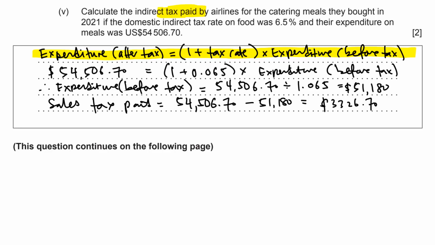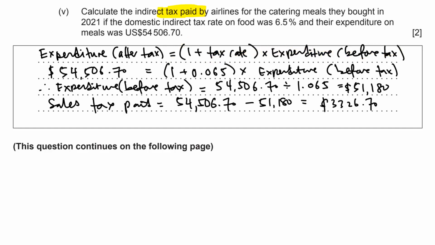Hence the formula: the expenditure after tax is 1 plus the tax rate, multiplied by the expenditure before tax. Imagine if I put a 6.5% tax on a thing. You were spending $1 before, now you have to pay $1 plus that 6.5%. So that's why we have this 1 plus the tax rate multiplied by the expenditure before tax. That's where this formula comes from.